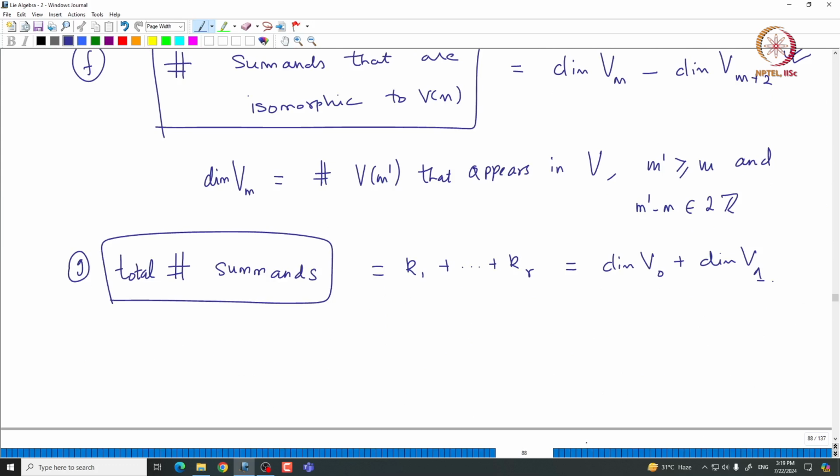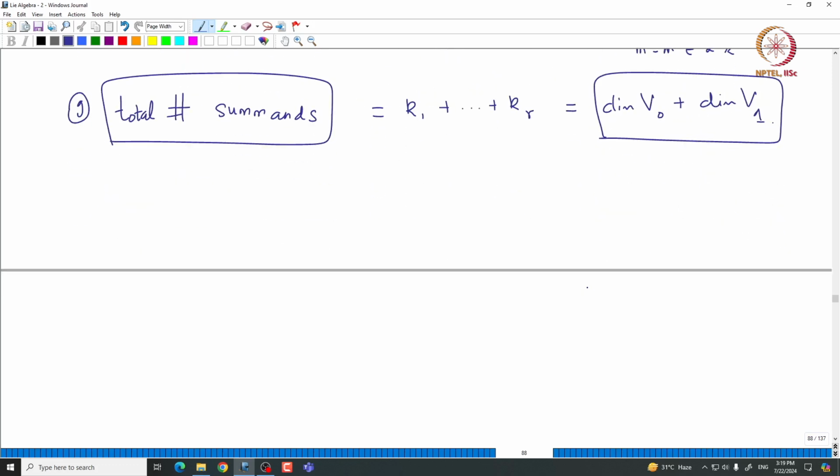So, if you are interested, for example, in proving some module is irreducible, you can actually try to compute this number, dimension V0 plus dimension V1. If you can say that number is just 1, that proves that the given module is irreducible. So, this is something that we are getting for free. Moreover, we can also put all these things together and say something more about the multiplicities.